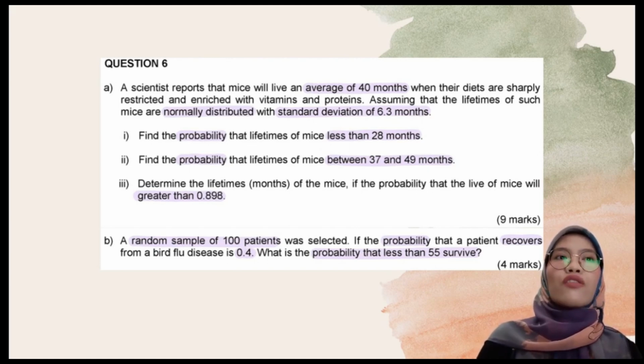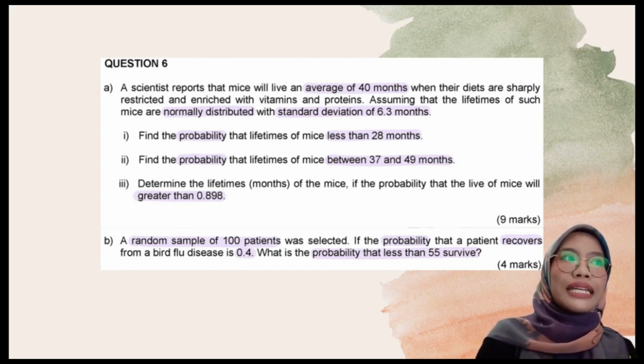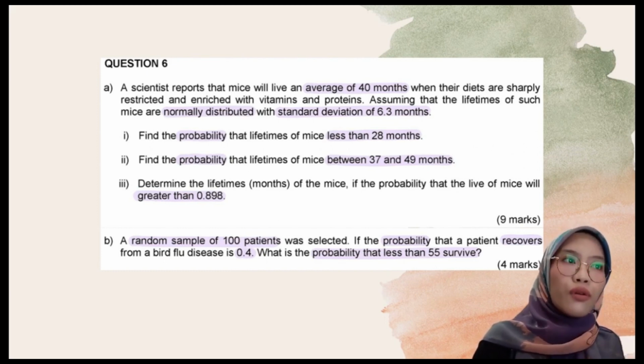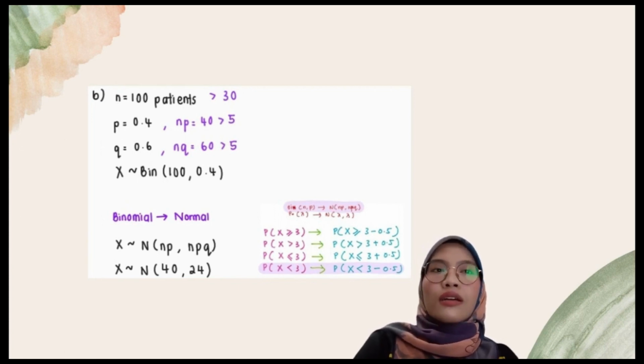Probability that lifetimes of mice between 37 and 49 months. And third, determine the lifetimes in months of the mice if the probability that the life of mice will be greater than 0.898. A random sample of 100 patients was selected. If the probability that a patient recovers from a bird flu disease is 0.4898, we let K as lifetime of mice that we want to find in months.